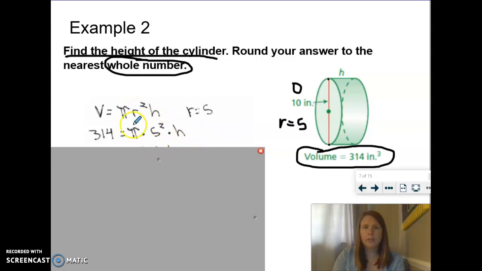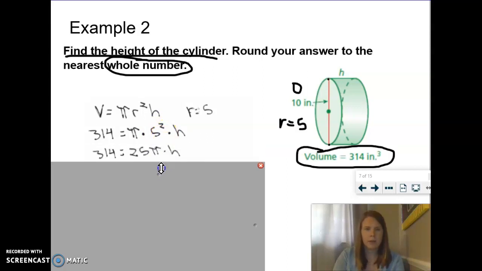I know it would look tempting to just multiply this all out, but I have to use my inverse operations to solve this algebraically. So my first step now is to simplify 5 squared. I don't want to just leave it as 5 squared. 5 squared is 25. And again, I just moved it up to the front because that's how we typically do it in math.